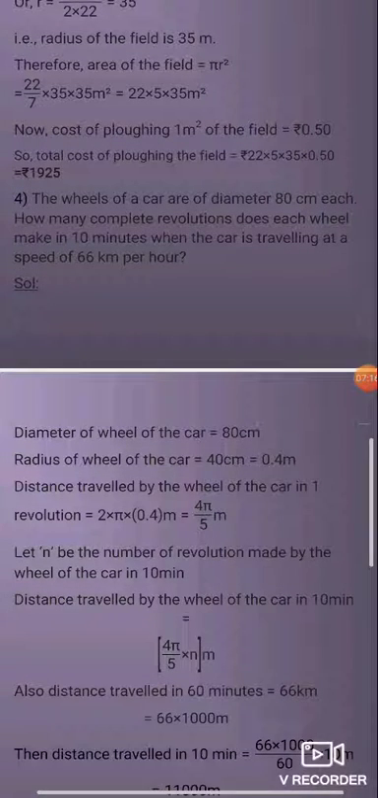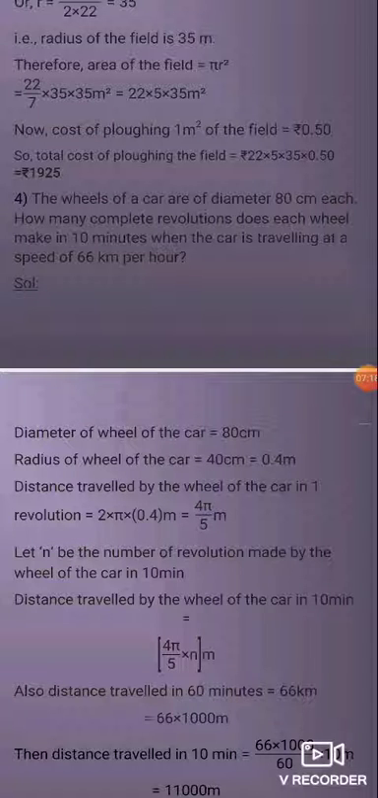Okay. Now also the distance traveled in 60 minutes is equal to what? 66 kilometer. 60 minutes means 1 hour, so per hour it is 66 kilometer. Change that kilometer into meter, that is 66 into 1000 meter. Now the distance traveled in 10 minutes we need to find out. In 60 minutes, 66 into 1000. In 1 minute, divided by 60. In 10 minutes, multiply with 10. So at last what we get? 11,000.